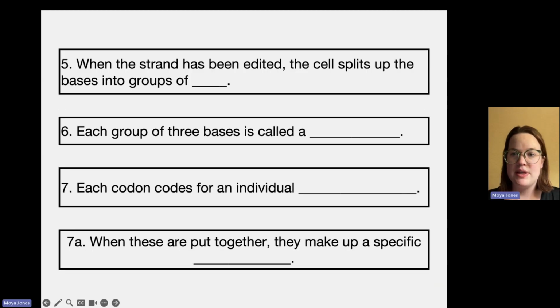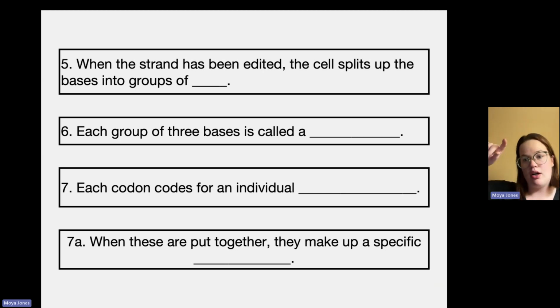When the strand has been edited, the cell splits the bases into groups of 3. Each group of 3 bases is called a codon. And each codon codes for 1 amino acid, which is why when you put those 3 letters in the chart, you end up with something on the outside of the chart. That something you end up with on the outside of the chart is the amino acid. When these are put together, they make a specific protein.